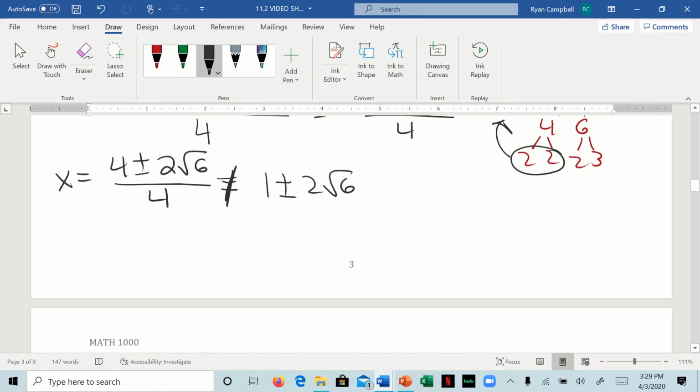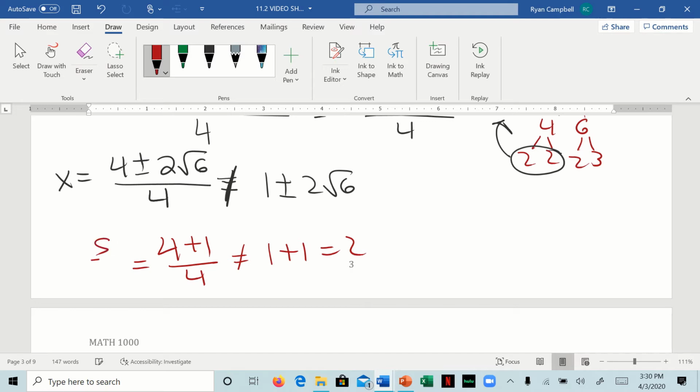Here's a perfect example, right? If you have 4 plus 1 over 4, that does not equal 1 plus 1, which is 2, because 4 plus 1 is 5. 5/4 is not the same as 2. So just because you have something like that, it does not work because you have a plus and minus sign here.